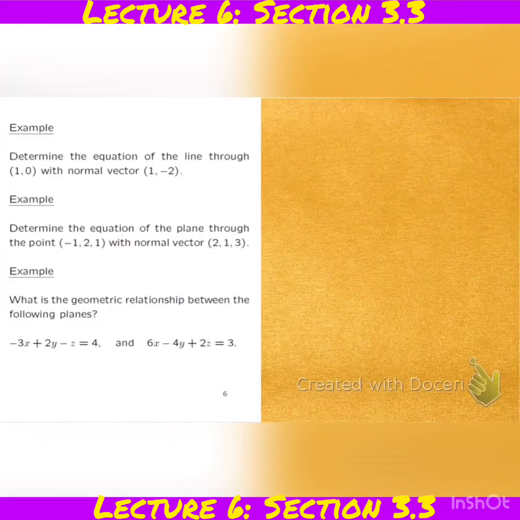Okay, let's quickly look at those examples. The first example is here: you've got the normal vector. Let's call that n, the normal vector, and that's the vector (1, minus 2). And you want the equation of the line through the point (1, 0) with that normal vector.